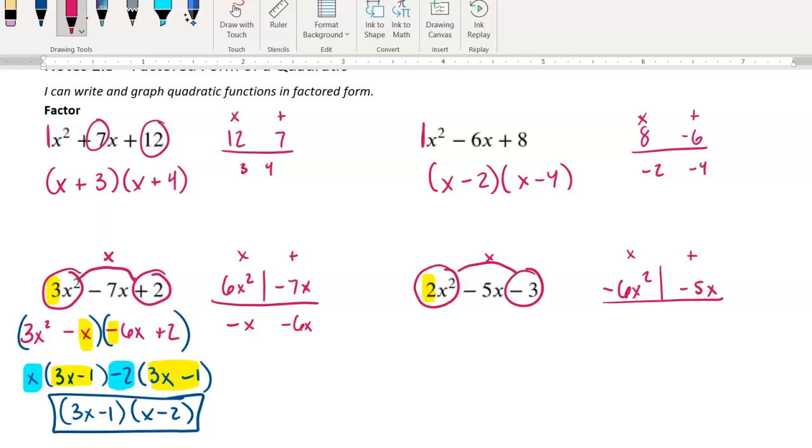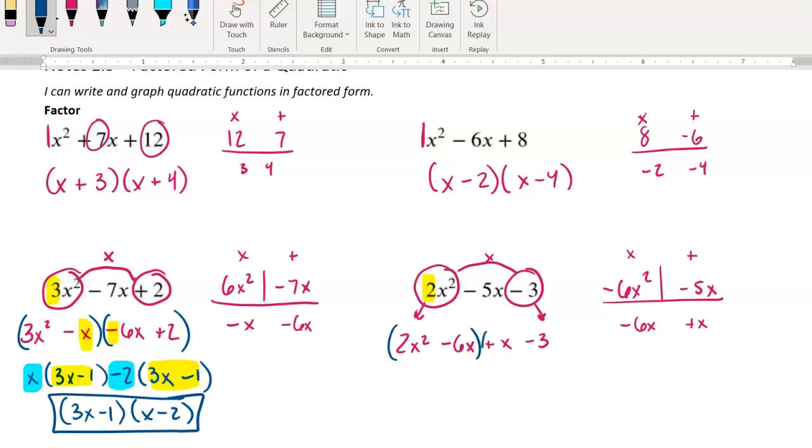Can you figure that out on your own? Well, let's see. Did you come up with negative 6x and a positive x? Let's try that. Negative 6x times 1x is negative 6x squared. Negative 6x plus x is negative 5x. So sometimes it takes a little messing around, but eventually you get to it. So let's bring down the 2x squared and the negative 3. And in the middle, let's replace the negative 5x with negative 6x plus x.